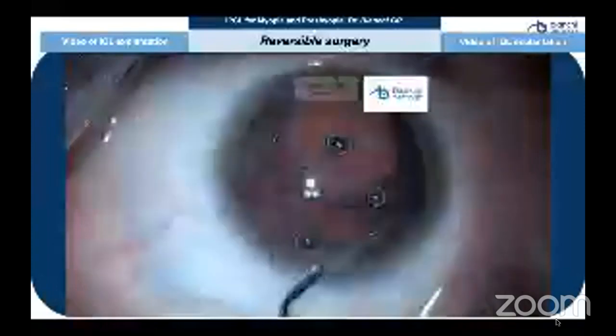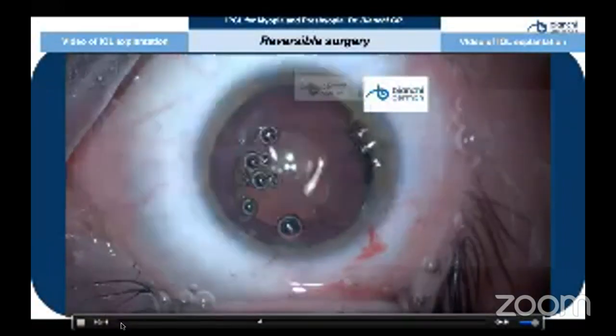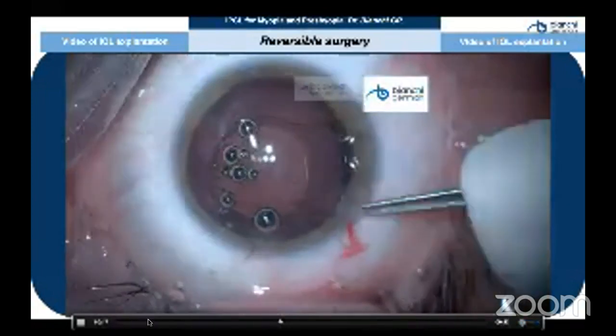This is the maneuver that I use. Put the cannula. Dr. Bainchi, we can't actually, the video is not very clear at all. There is, the resolution of video is not very clear. Maybe there is some problem in the internet or the resolution of the video. Problem with internet.